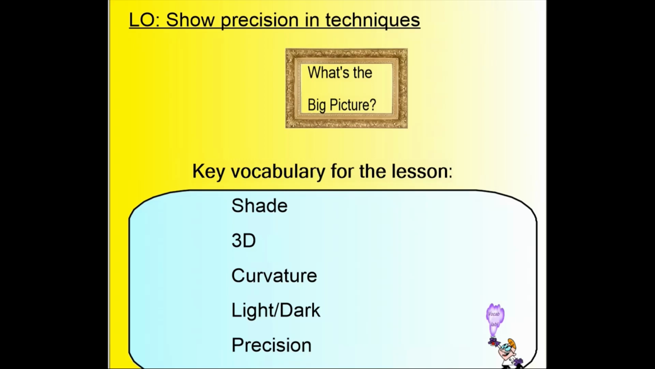Okay, so today's key vocabulary, we're going to be looking at shading. So we're going to be thinking about how we can make a shape look 3D with shading. Now that's our next key vocab. 3D means three-dimensional. We're looking at the curvature of a planet, the curves. We're thinking about how we can use shading to create light and dark, and how we can be precise in our drawings.